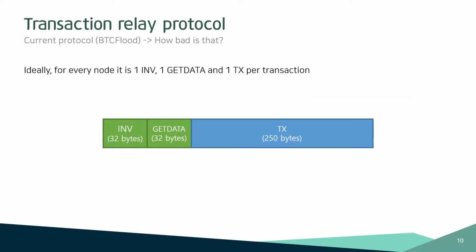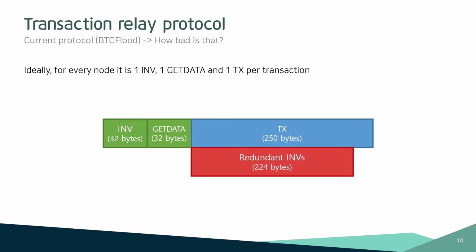Ideally, one node would receive one INV, one getdata, and one TX message per transaction. But the redundant INV messages amount to 224 bytes, because it assumes 8 connections per node. That means we assume only 8 connections, but there are already many redundant messages.